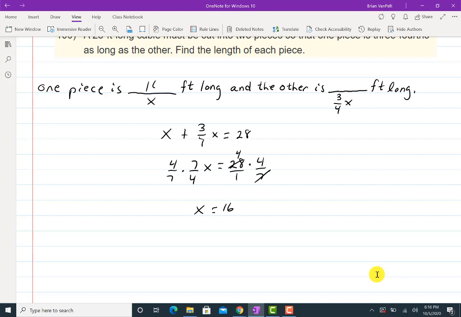So I can put 16 in that blank. And then I've got to do 3/4 for the next one. So let me get 3/4 times 16. That's going to be a 12 into that spot. Notice that 16 plus 12 does equal 28.